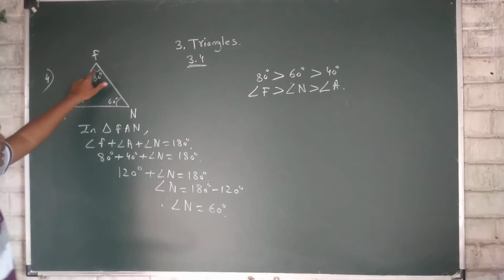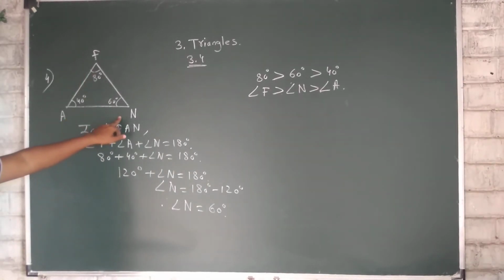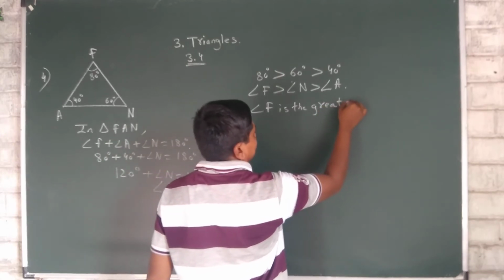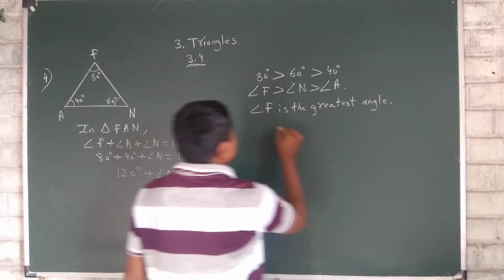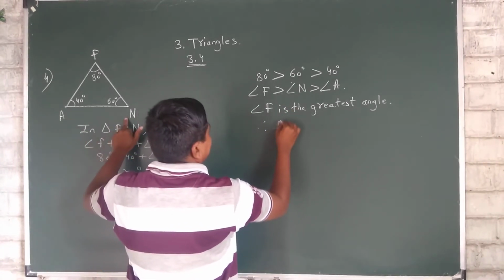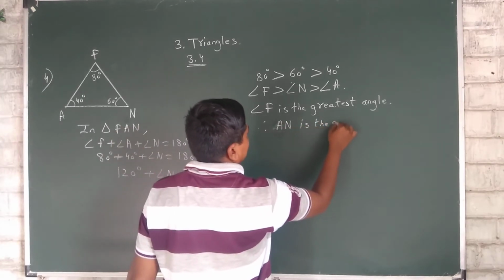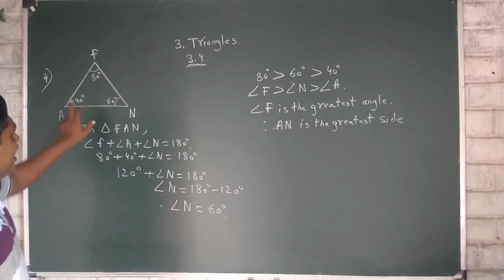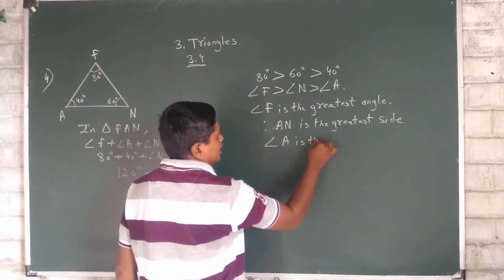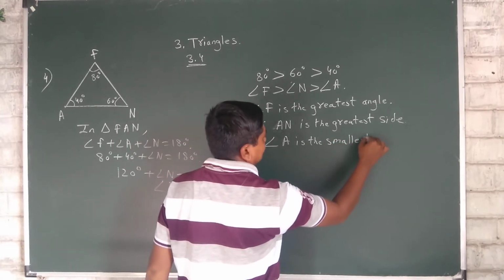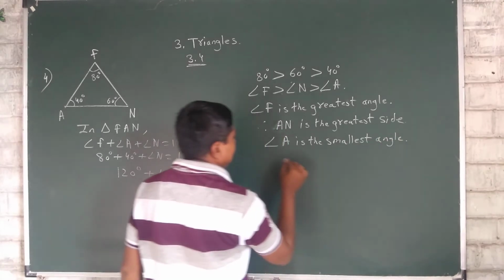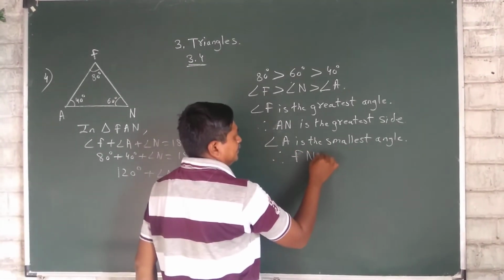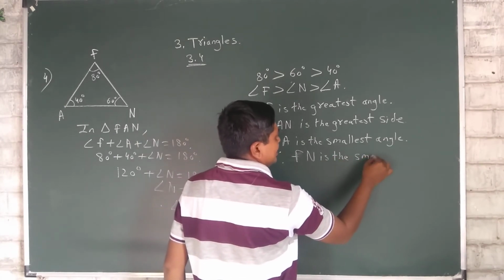Now see, angle F is greater, so in front of it, side AN is the greatest side. Angle F is the greatest angle. Therefore, AN is the greatest side. Angle A is the smallest angle. Therefore, in front of angle A, FN is the smallest side.